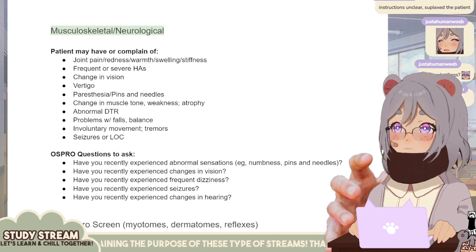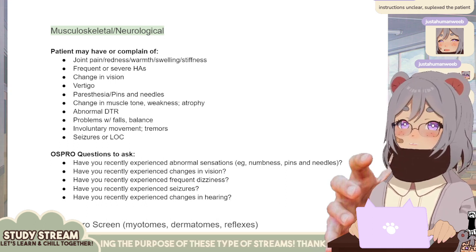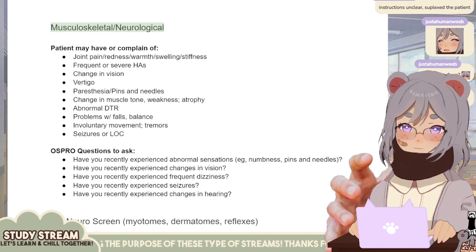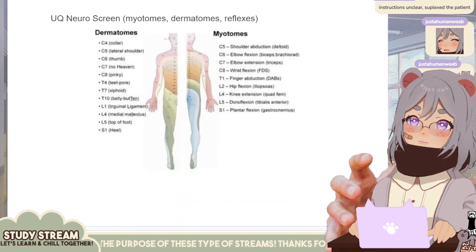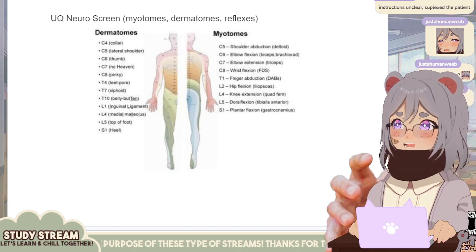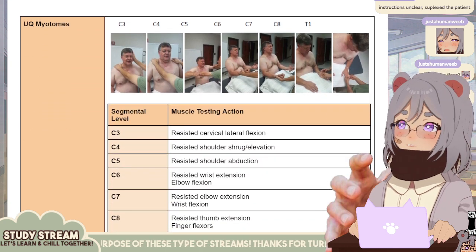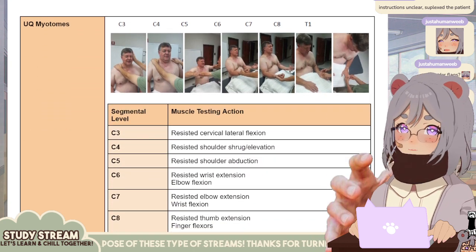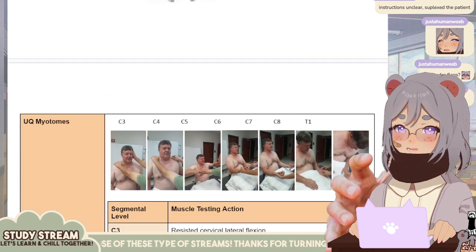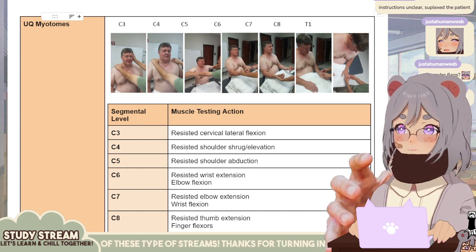Some questions you can ask to identify your red flags are whether there are any abnormal sensations such as pins and needles, change in vision, frequent dizziness, seizures, or changes in hearing. So with that, we bring it back to our good friends, dermatomes and myotomes. Yay! So let's talk about myotomes. Myotomes are basically our spinal nerve roots providing the sensation of certain actions. We'll talk about the upper and then the lower quadrants.